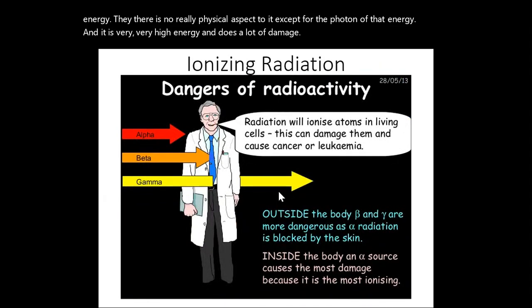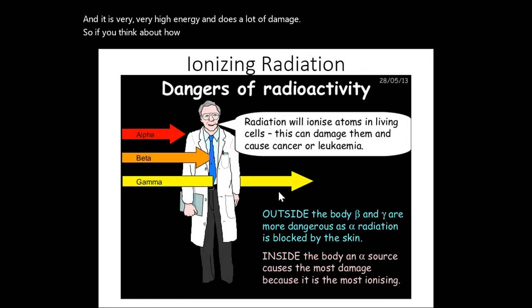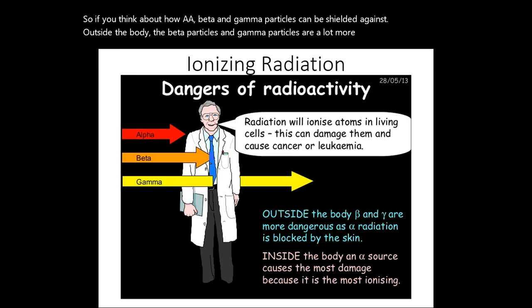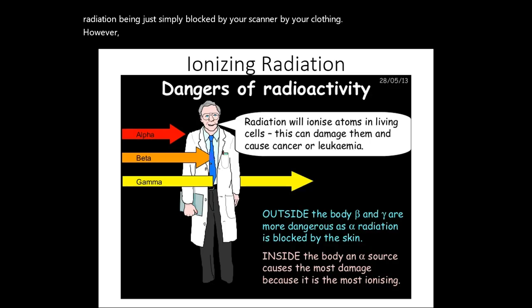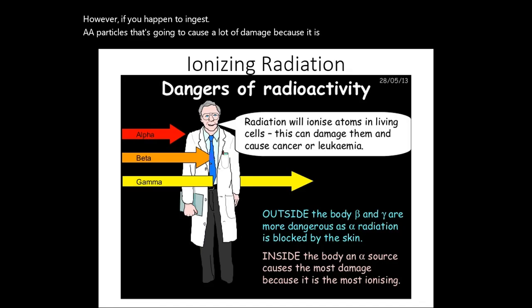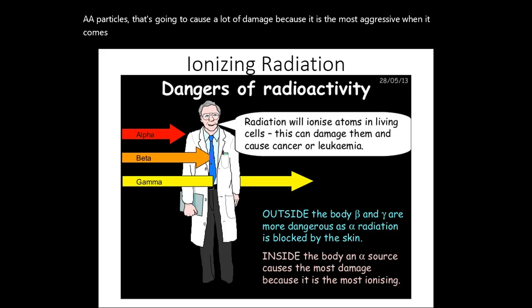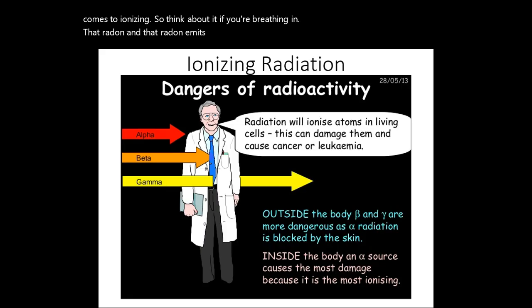So if we think about how alpha, beta, and gamma particles can be shielded against, outside the body, the beta particles and gamma particles are a lot more dangerous, with alpha radiation being simply blocked by your skin or by your clothing. However, if you happen to ingest alpha particles, that's going to cause a lot of damage because it is the most aggressive when it comes to ionizing. So think about it. If you're breathing in radon, and that radon emits alpha particles, you're having this ionizing energy inside your body causing all kinds of damage.